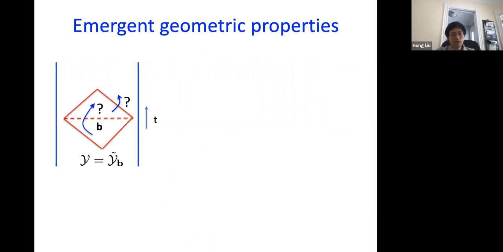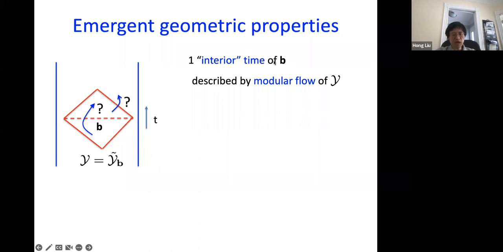So now if you imagine you have some bulk region B, there's a bulk algebra Y tilde B associated with this region. And then we identify it with some subalgebra Y in the boundary theory. Now there's a paradigm where we can use this to describe various geometric properties associated with this subregion. For example, the interior time of B can be described by the modular flow of Y, where Y is the boundary subalgebra.